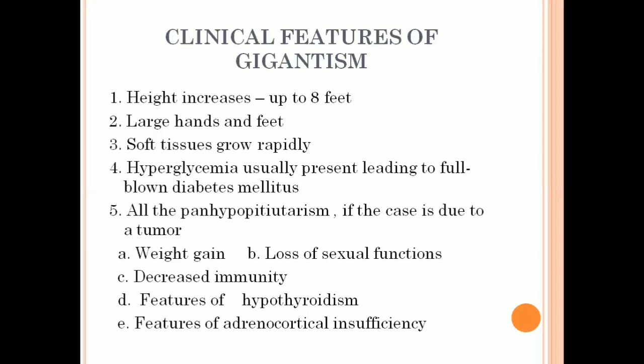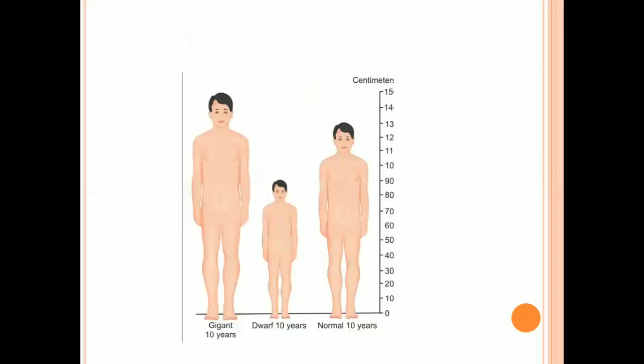Gigant means very tall, that is, the person is up to 8 feet tall. Okay, understood the clinical features of gigantism? I'll show you a picture so that you will be very clear about what gigantism is and what dwarfism is. See, this picture shows a normal 10-year-old person, a dwarf 10-year-old person, and a gigant person.